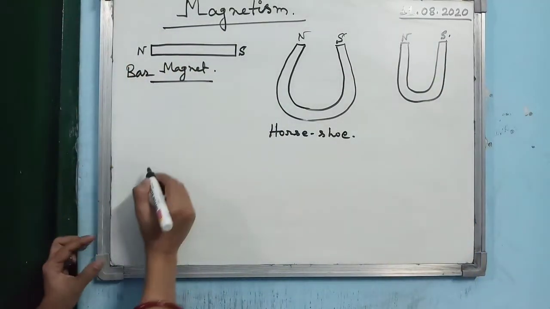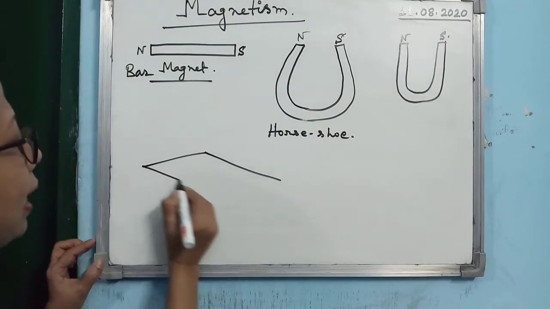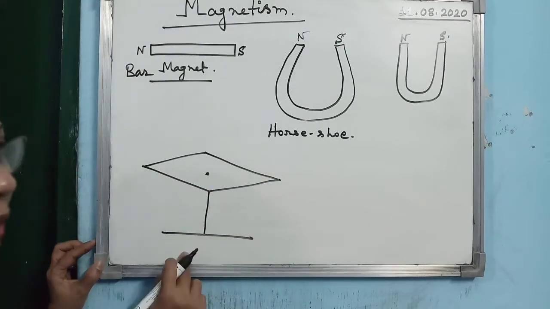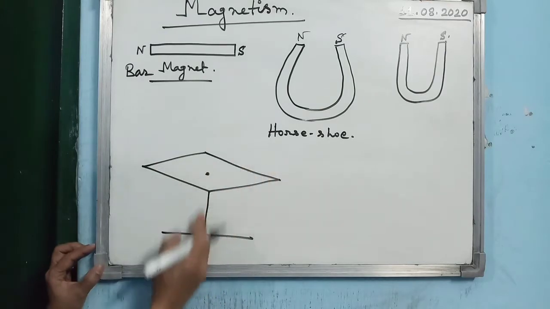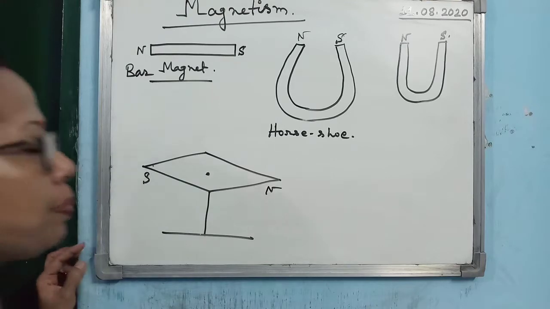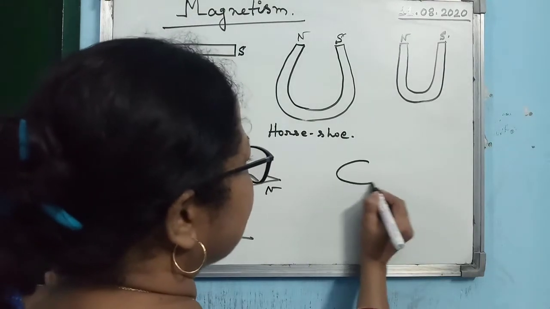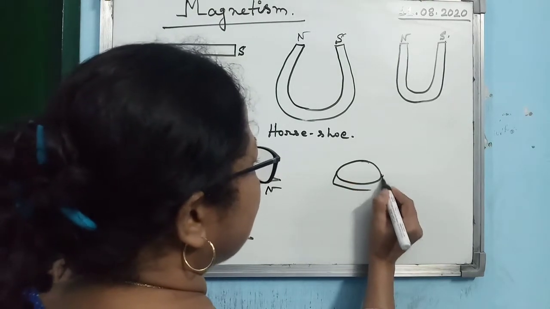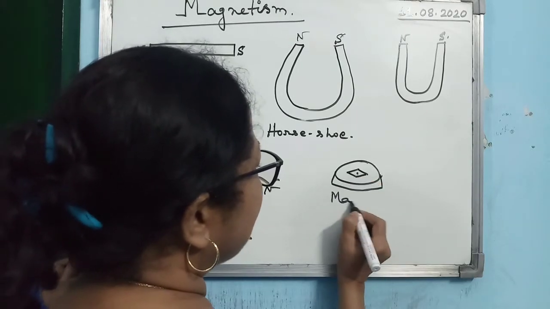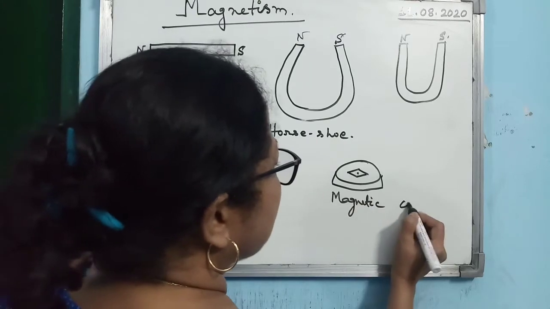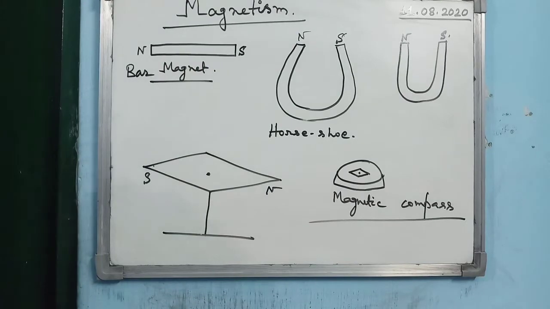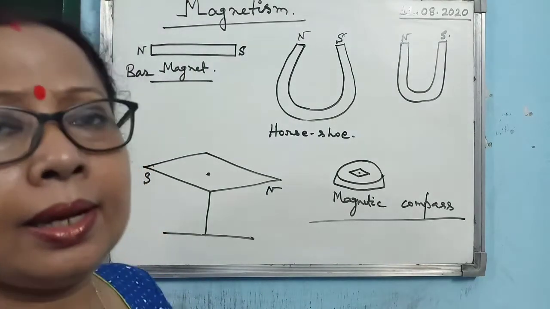Then there is a magnetic needle. A magnetic needle is pivoted at a point freely, so it can rotate about this fixed axis. So it also has north and south pole. Then another one is in a small box. You will see a small magnetic needle kept, which is known as a magnetic compass. So these are the different types of magnets we generally have.